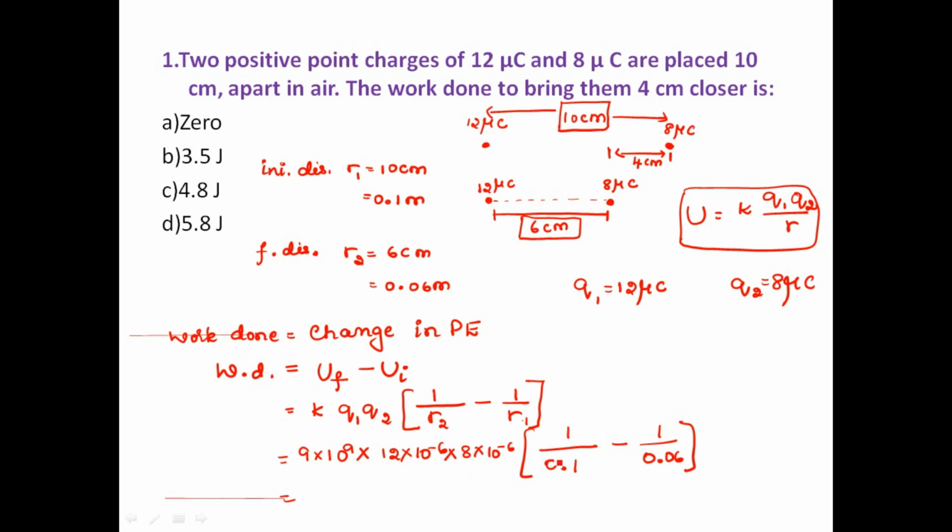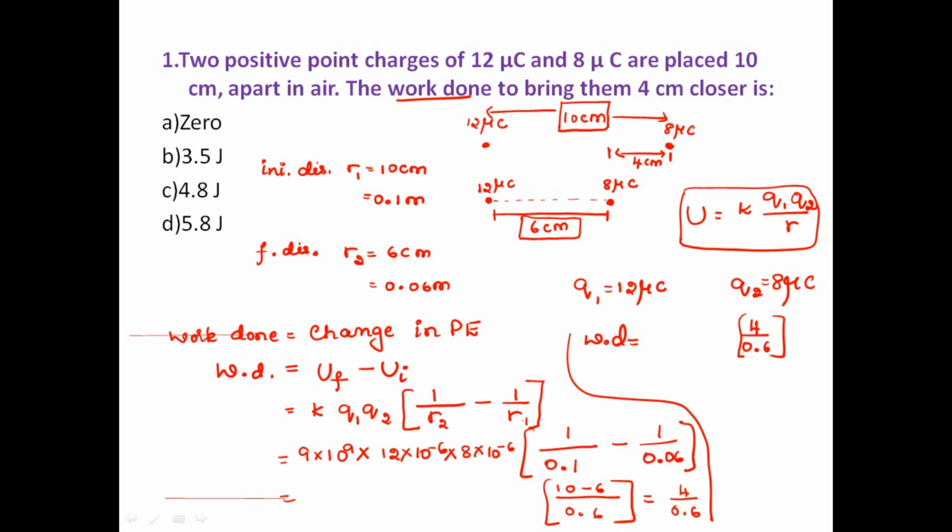You can use the shortest method for solving the terms inside the bracket. By taking 0.6 as the common one, it will be 10 minus 6 in the numerator. Also, this part inside the bracket can be written as 4 by 0.6. So what are you going to get as the answer for work done W? That is what we are going to determine, right? So inside the bracket we get 4 by 0.6.